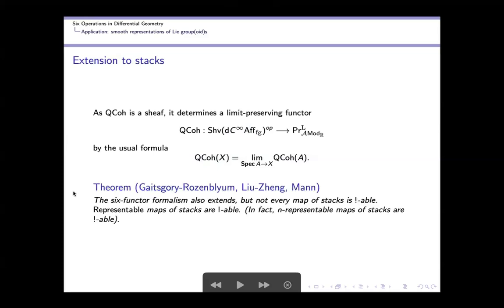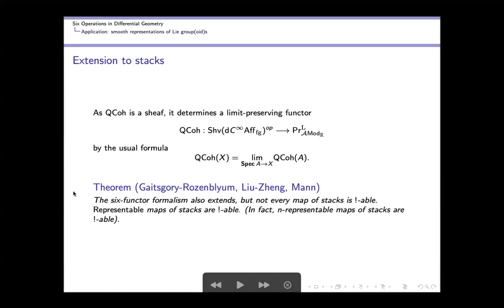And the six-functor formalism also extends, but now one has to be careful that not all the maps between stacks have shrieks. Only certain maps of stacks have shrieks. But in particular, all representable maps of stacks have shrieks. And since we're going to work with stacks of the form BG and maps between them, those are all representable, so those will have shrieks. So in that setting, everything is fine.